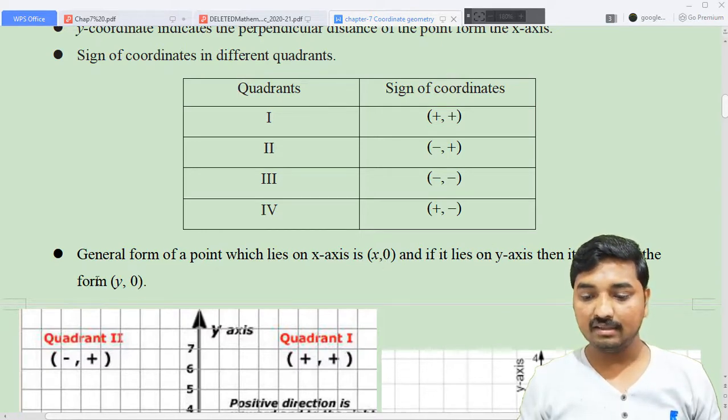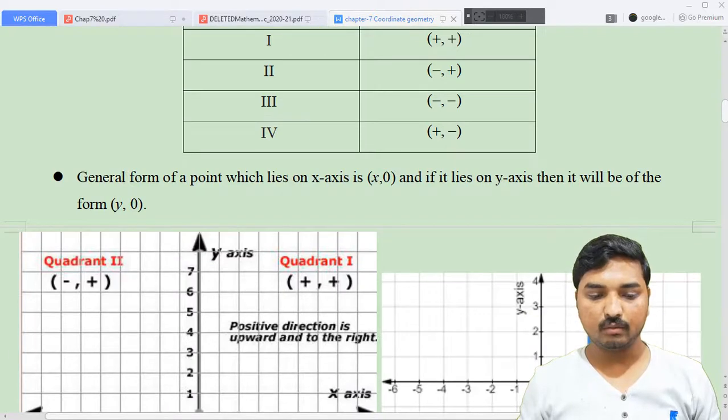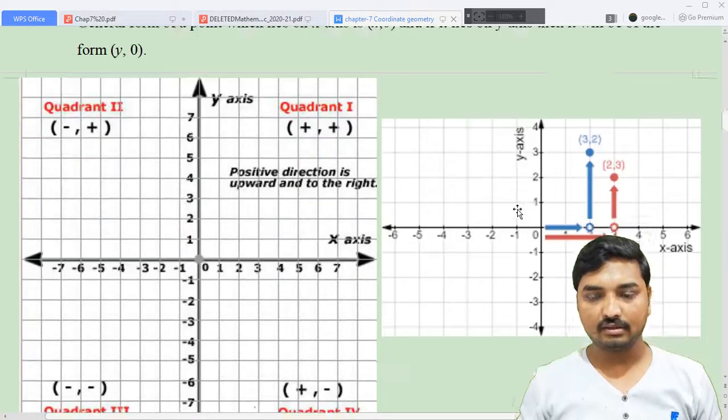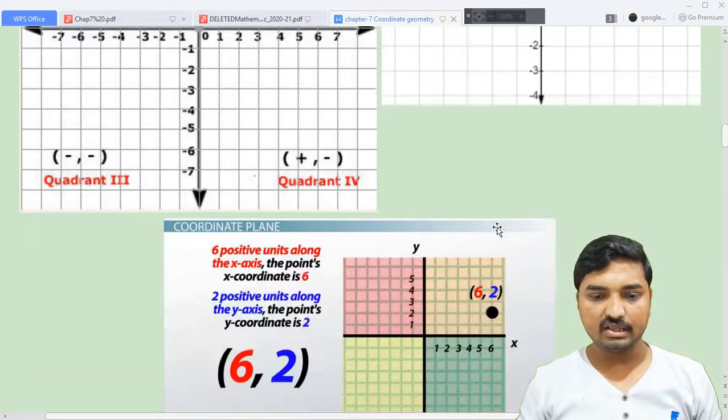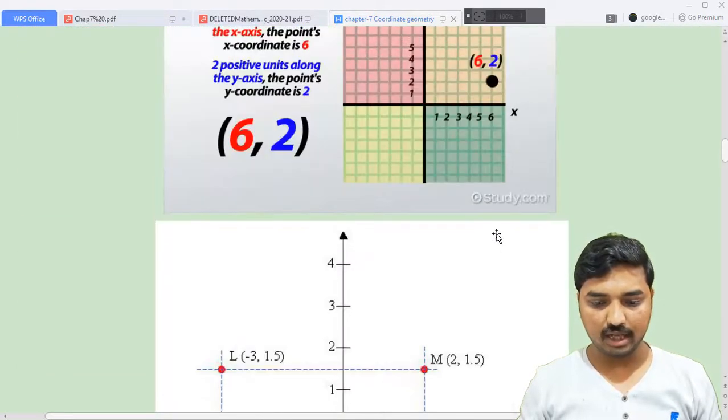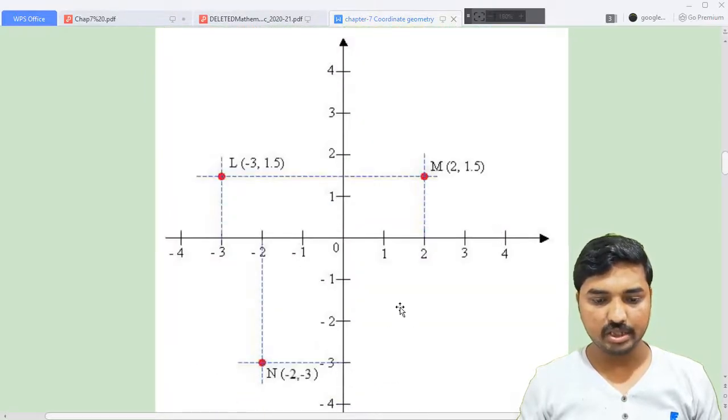And if it lies on the y-axis, it will be of the form y comma 0 actually. Okay, so this is a very important thing. If it lies on the x-axis and y-axis, actually in this figure I have mentioned no point which lies on the axis, but I'm going to clarify for you. Okay, so now look at this figure.